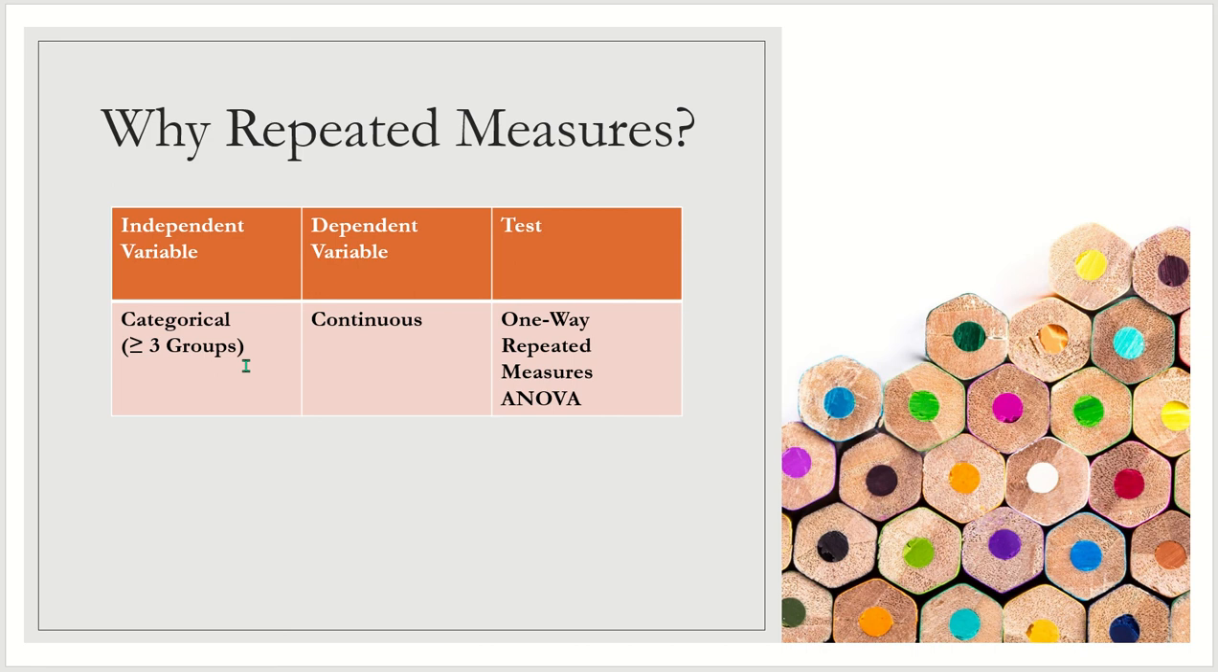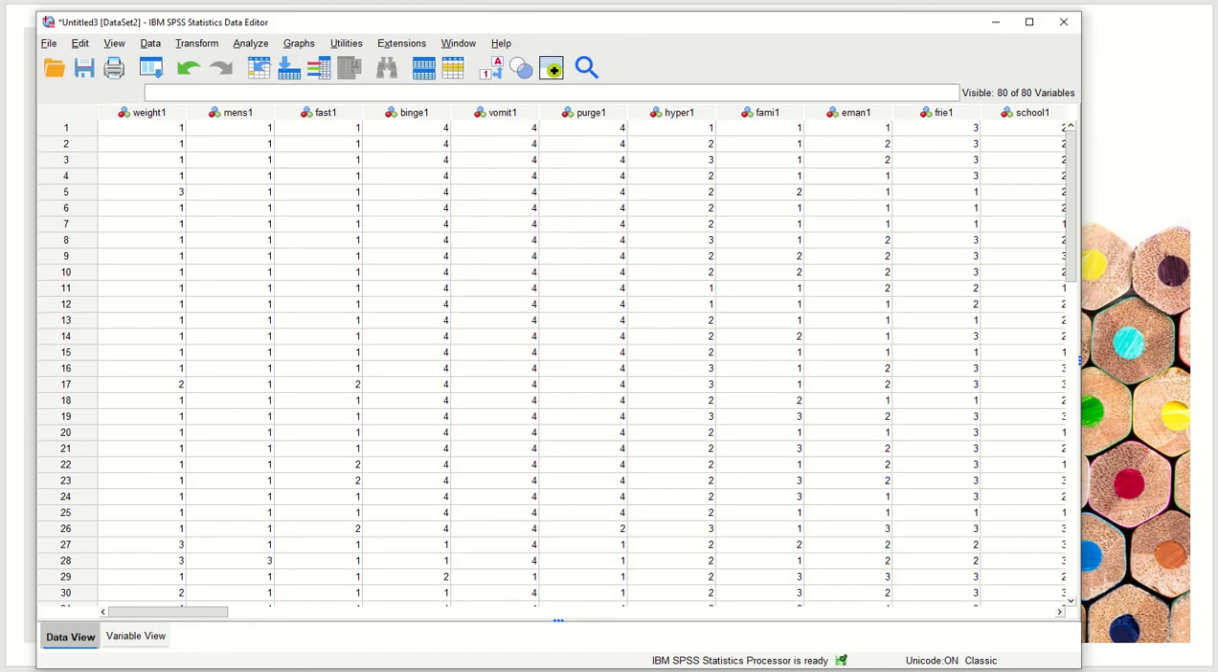It would be considered a categorical variable, meaning a nominal or ordinal variable. And for an ANOVA, you must have at least three groups or more, or 3 times or more. And the dependent variable must be a continuous variable. So let's begin and see how we're going to measure these times.